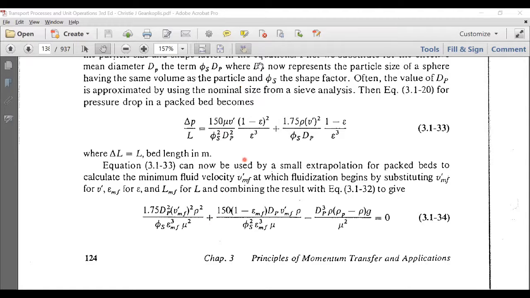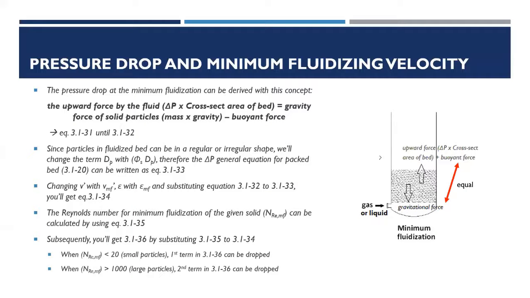Okay. So I will go back again to the PowerPoint. Okay, so this already, after we get the 3.133, it's actually for packed bed. But since it's in a minimum fluidization condition, I will change all of the V accent, epsilon, L to become LMF, V MF accent, and epsilon MF.